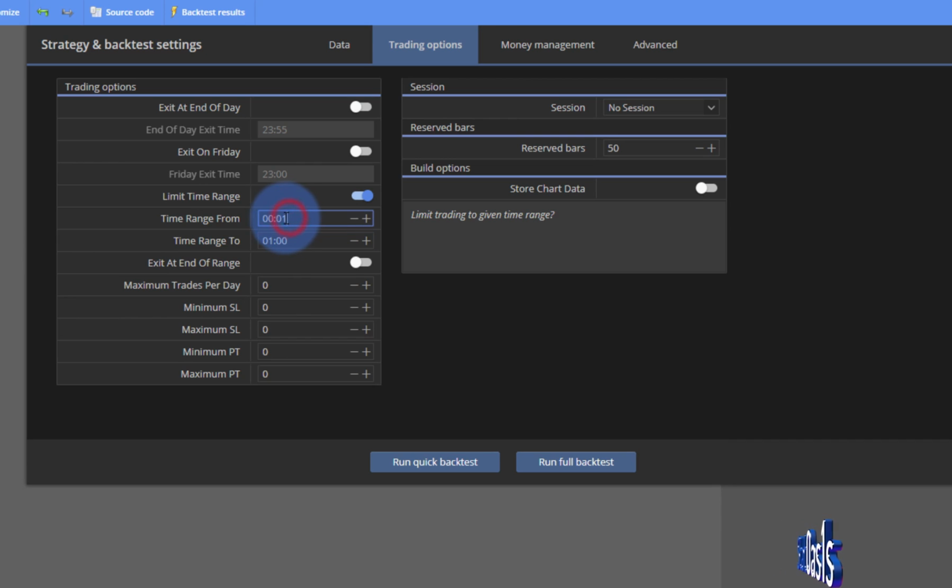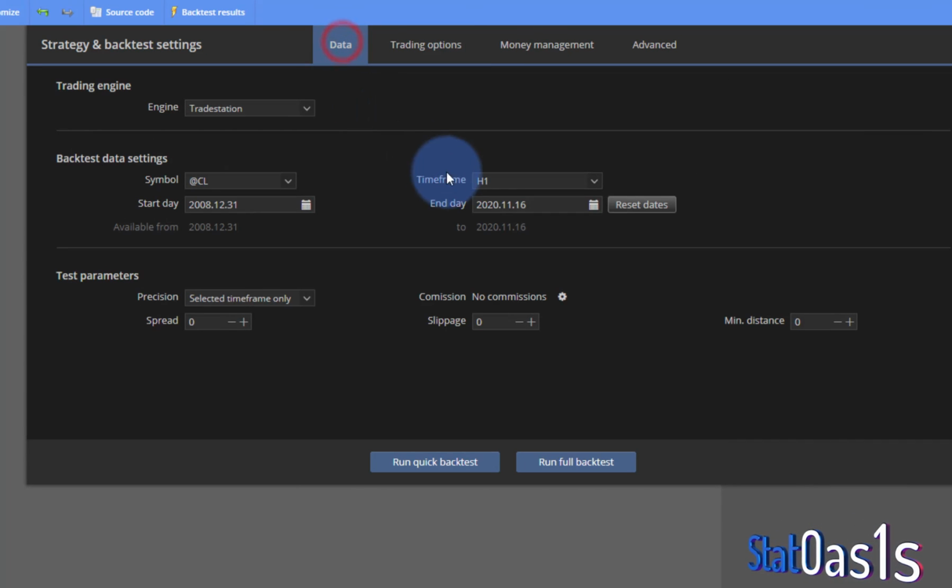Since we picked 1 minute, then I need to make this data 1 minute. And we only need this for the start of the day. And I'll show you how you can speed it up. Because obviously when you pick 1 minute, it's going to take a long time to test, depending on your computer. But anyway, I'll show you how to speed it up. We only need this for the first hour.